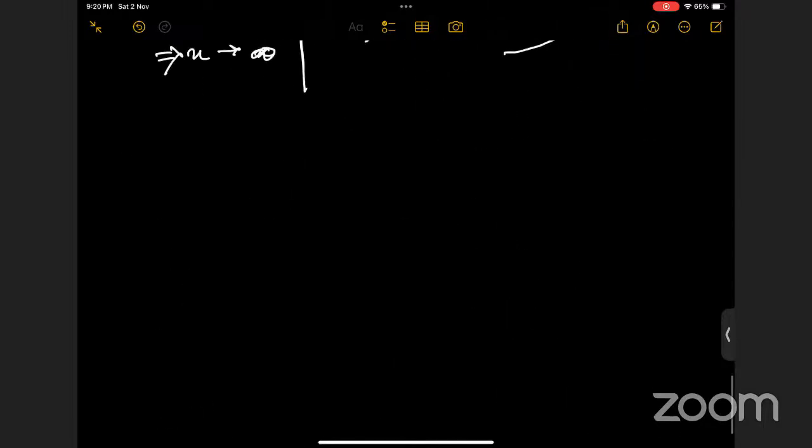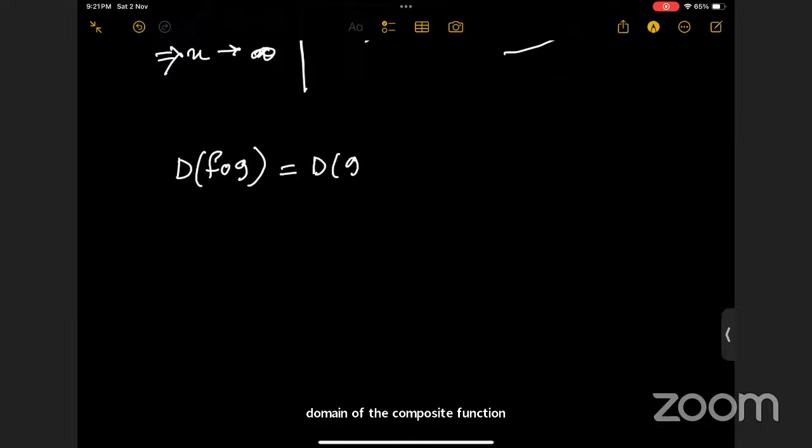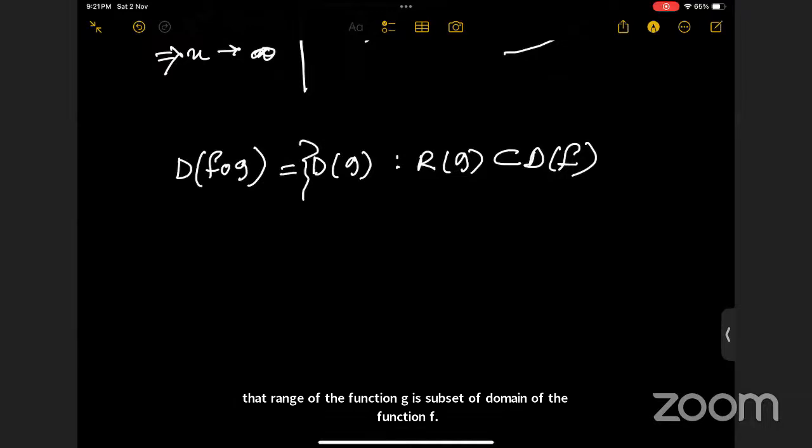Okay, so basically the domain of the composite function is equals to domain of the function g such that range of the function g is subset of domain of the function f. So this is a condition. Okay.